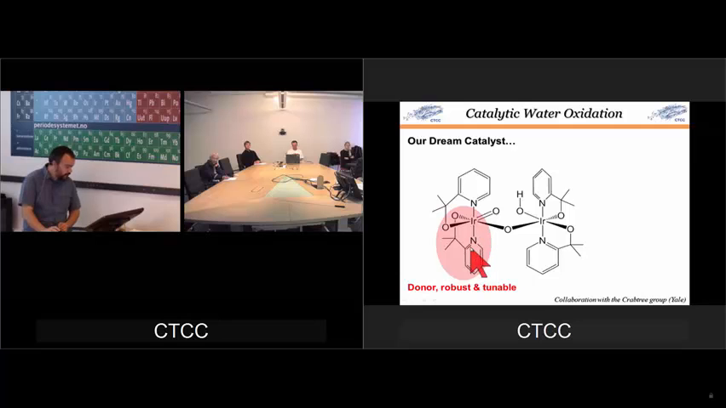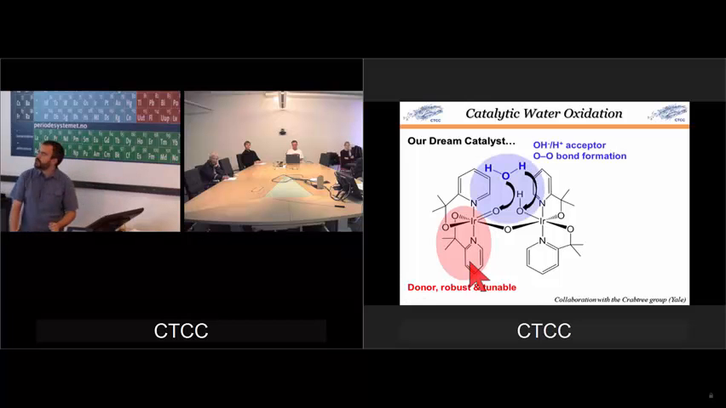Because it has a lone pair here on nitrogen, and then it has this anionic alkoxide oxygen there. They're also known to be robust under oxidizing conditions, which is good as well. And then they're tunable because, for instance, in this pyridine ring, you can introduce substituents and play around with electronic and steric effects.